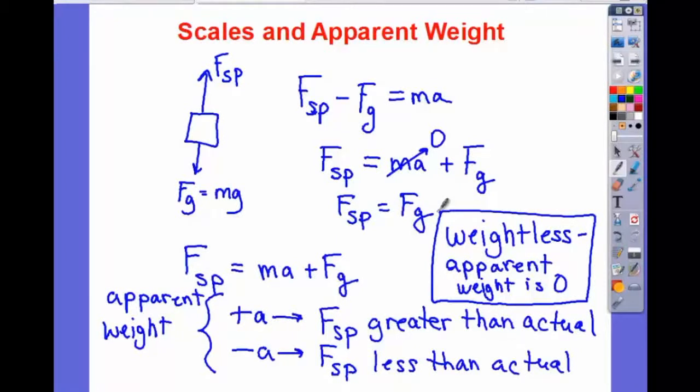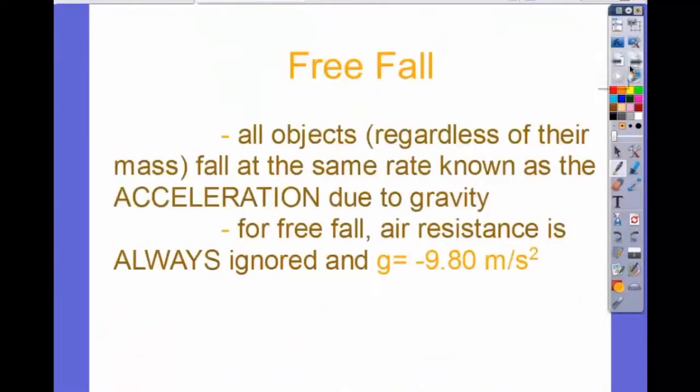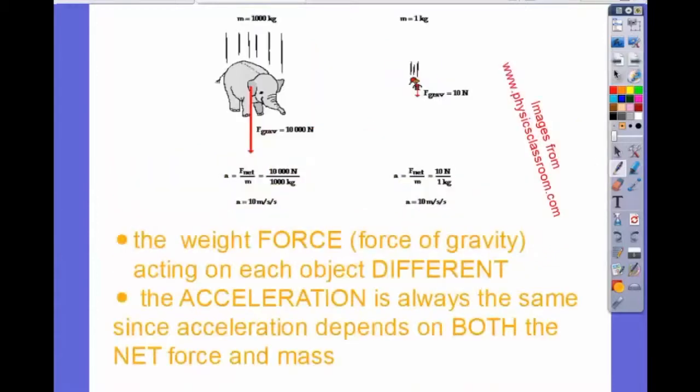Since we're talking about the acceleration due to gravity, let's take a look at free fall and again at air resistance. We know from last chapter that all objects, regardless of their mass, fall at the same rate. This is known as the acceleration due to gravity, and it's negative 9.8 meters per second squared. We always ignore air resistance in our problems, but that poses the question, what if we didn't ignore air resistance?